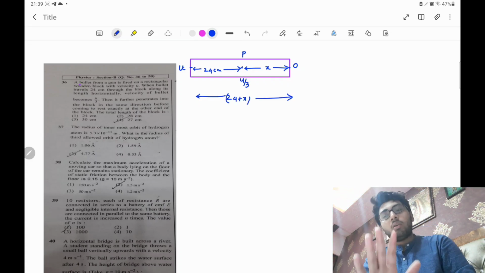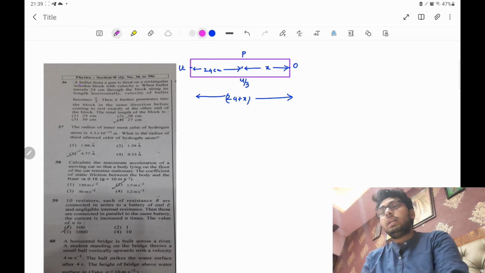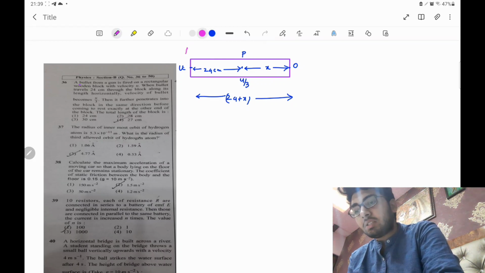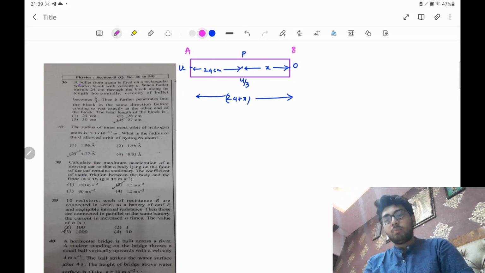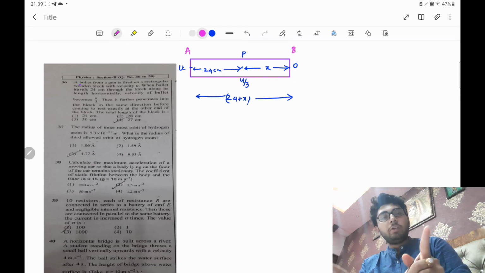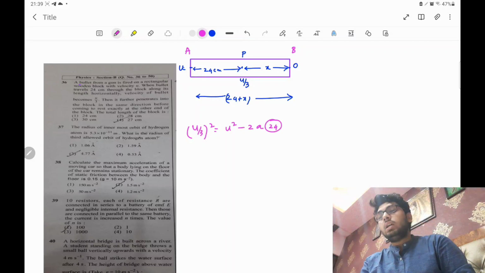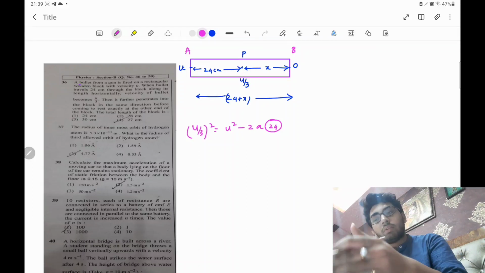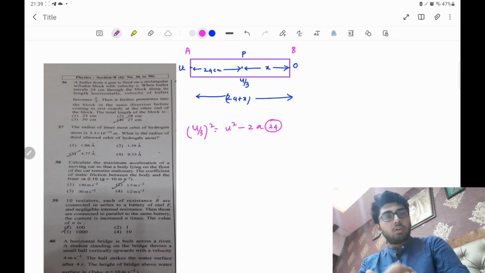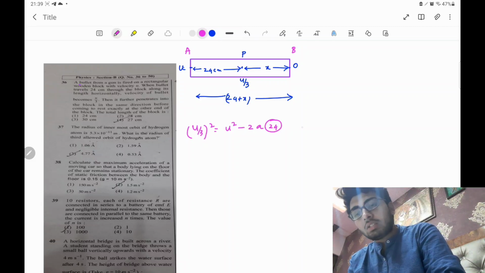Is that very clear? So basically 3 points are there. Suppose this is point A, this is point P, and this is point B. Between point A and point P, can I write the equation like that: u by 3 whole square equals u square minus 2a into 24. Because here v square equals u square minus 2as, simply I have applied the equation. And obviously, the acceleration here is the retardation due to the resistance force provided by the wooden block. This is my equation number 1.